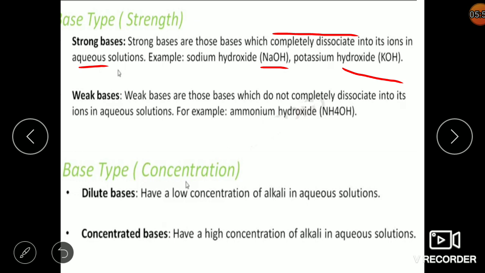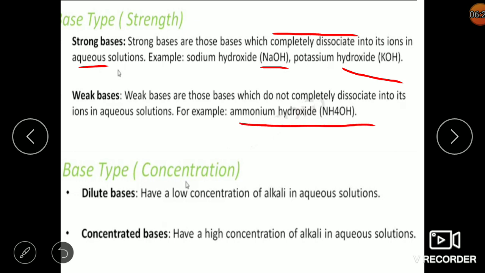Next is weak base. So what is the case of weak base? Weak bases are those bases which do not completely dissociate into its ions in aqueous solution. So weak bases will not completely dissociate, but partially they will dissociate. That means if you are giving a weak base in the water, they will hardly produce OH minus ion. So concentration of OH minus ion will be less, and hence the base will be a weak base. What is the example?